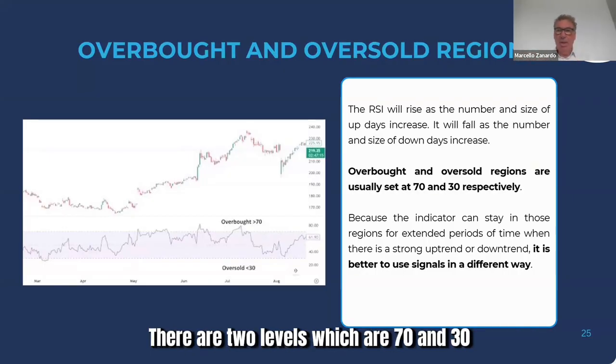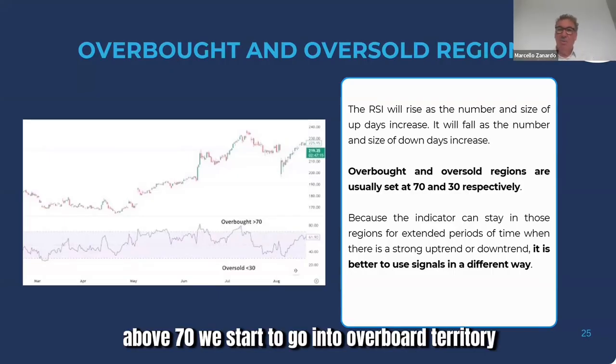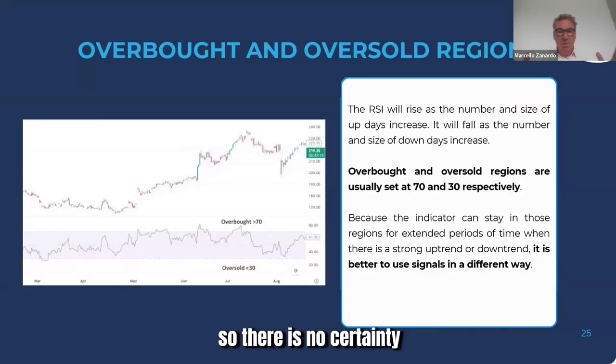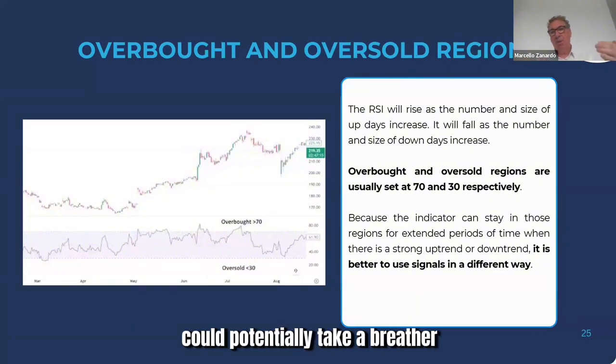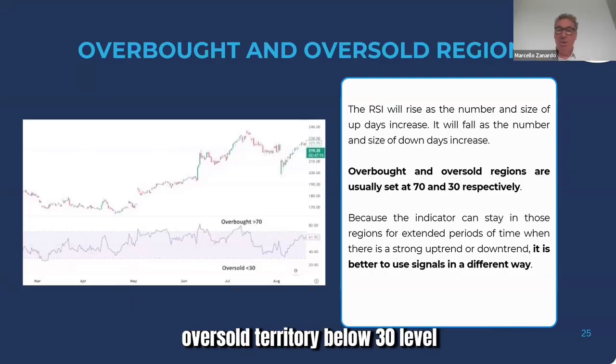There are two levels, which are 70 and 30. There is a general consensus that above 70, we start to go into overbought territory. So there is no certainty, but the future share price could potentially take a breather and maybe invert. And there is a general consensus that in oversold territory, below the 30 level, we could start looking at the stock as it could reverse this trend.